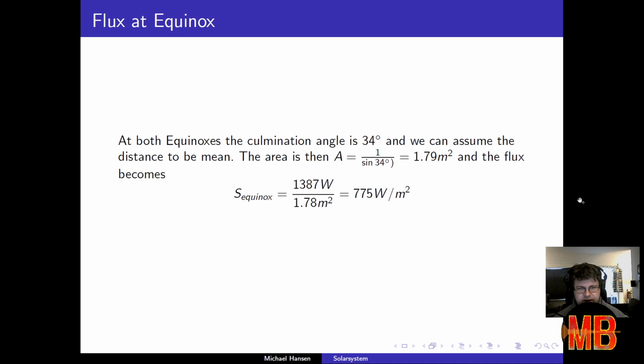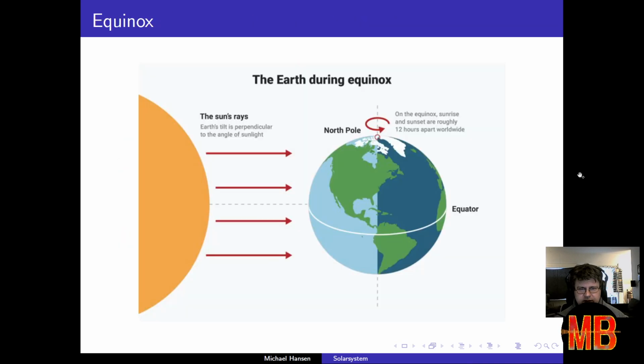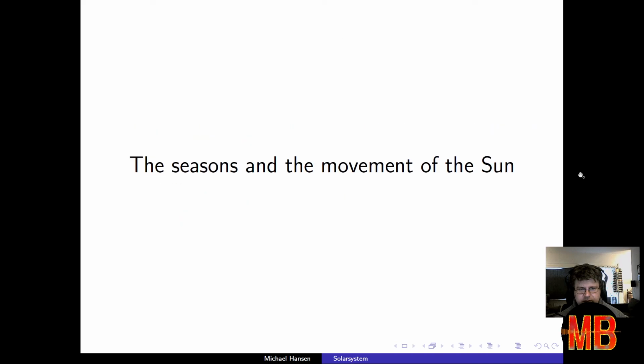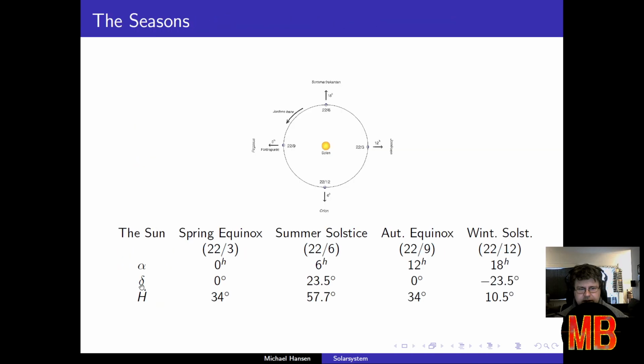Let's take a look at the flux during equinoxes. You can hopefully imagine that that will be roughly the same, no matter which equinox it is. So we have 34 degrees, and let me just go back, because now I would like to explain something that I didn't before. This H here is the culmination angle. That was what I missed before. So at the equinoxes, the culmination angle is 34 degrees.